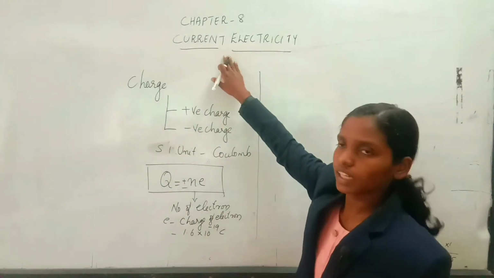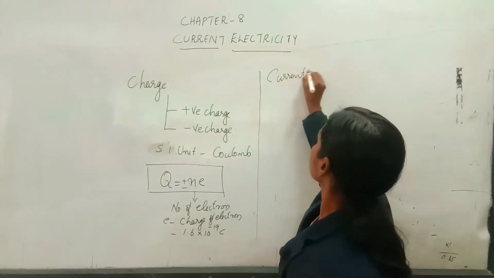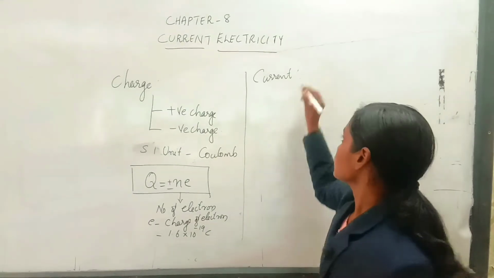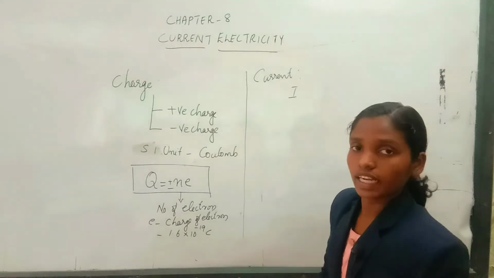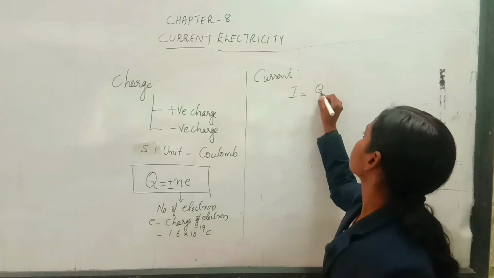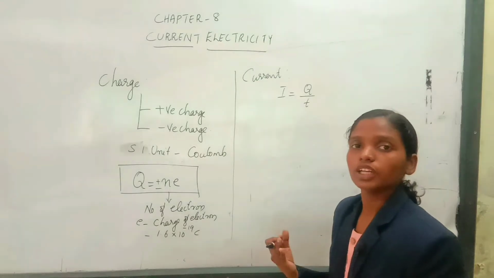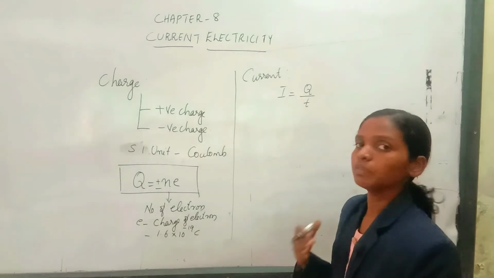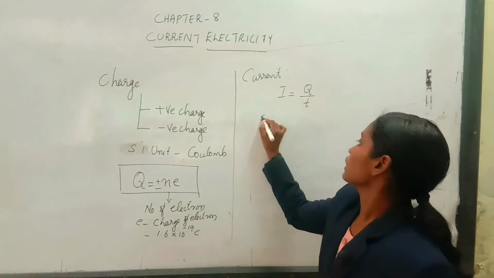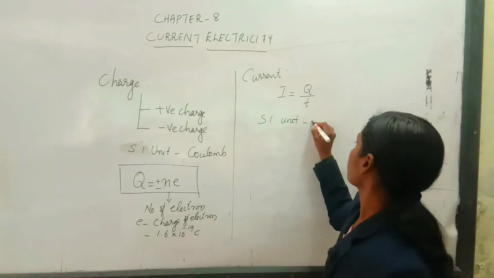Next, how is charge related to current? What do you mean by current? When we consider charge with time, that means the rate of flow, I is the letter we use to denote current, that is I = Q/t. That is the rate of flow of charge. When we consider the flow of charge with time, that is called current. The SI unit of current is the ampere.